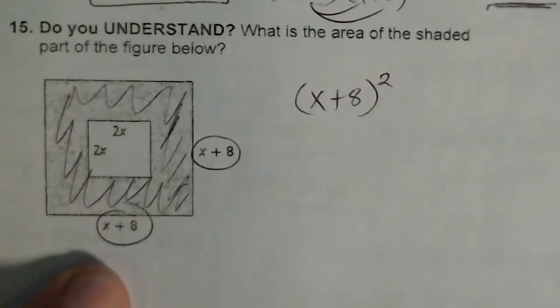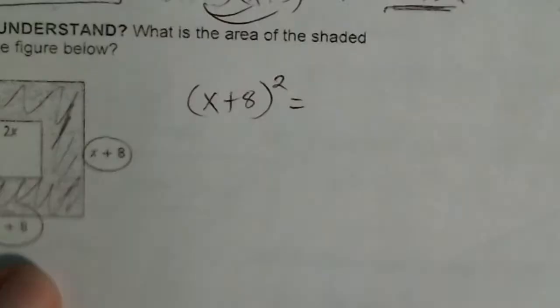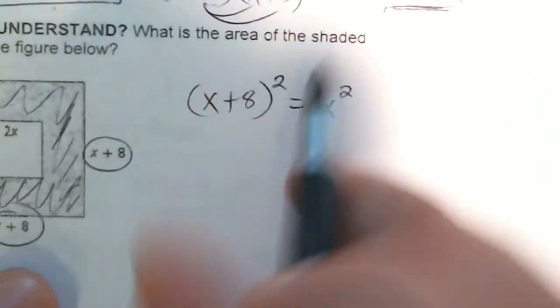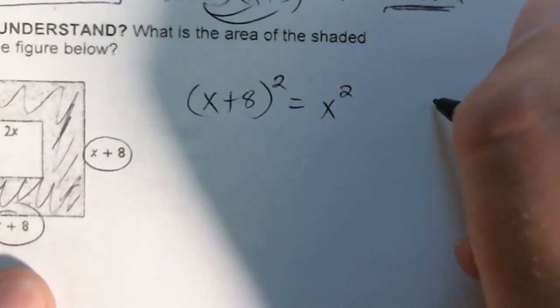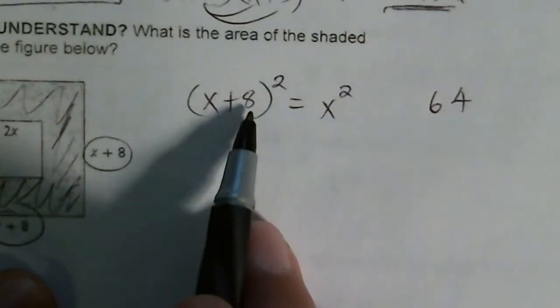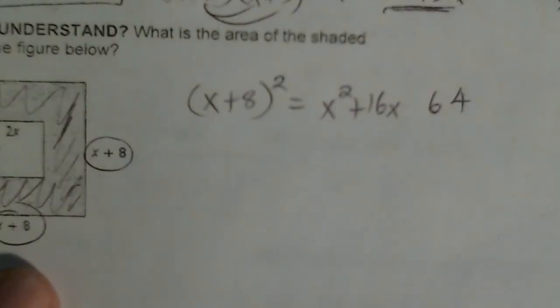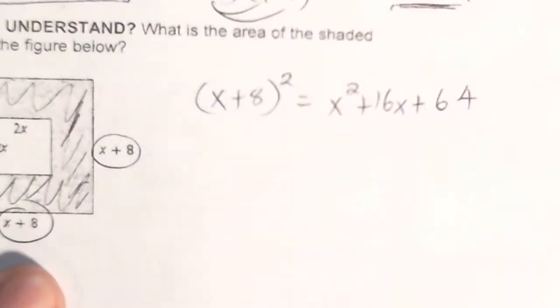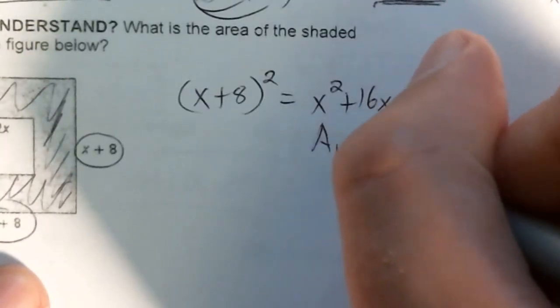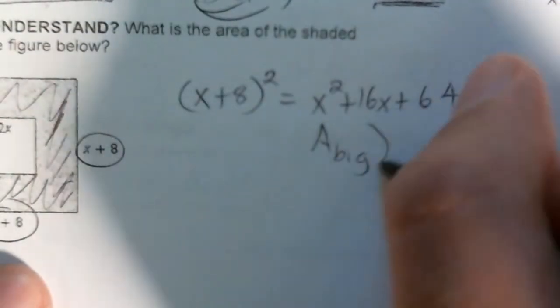Now this is one of our special cases. What do we do? Square the first term, square the back term. 8 squared is 64. Multiply the two: 8 times x is 8x, and double it, so there's going to be a 16x in the middle. Plus the 64. So x squared plus 16x plus 64 is the area of the big square.